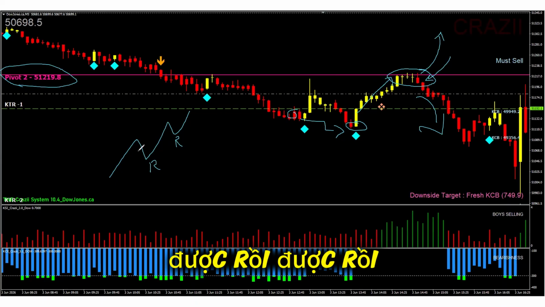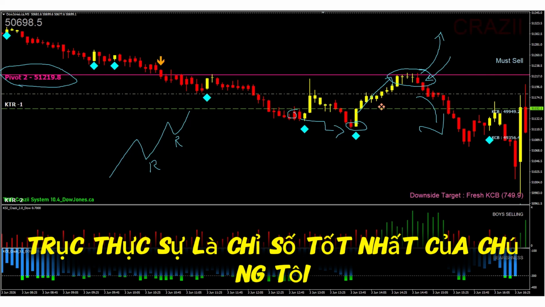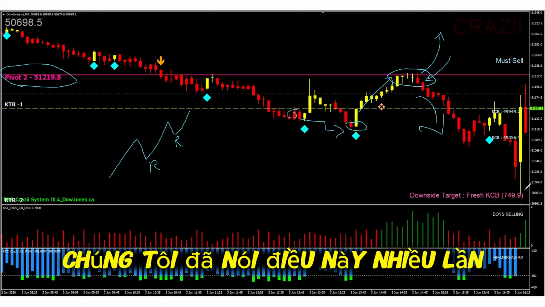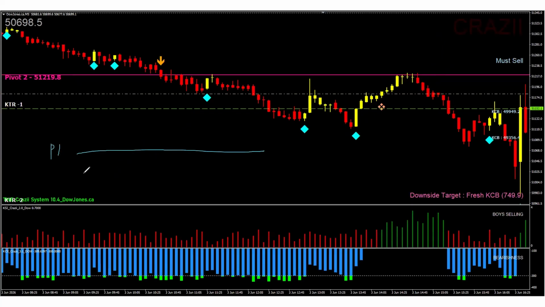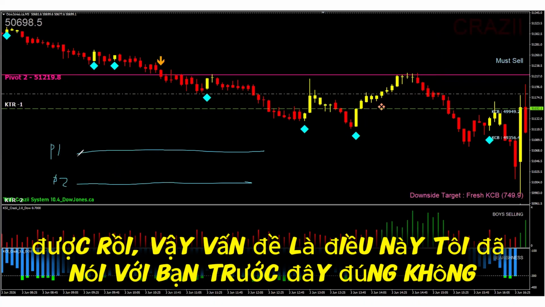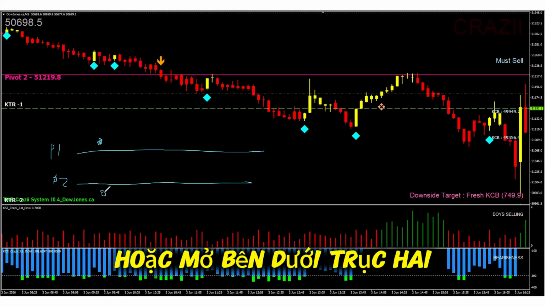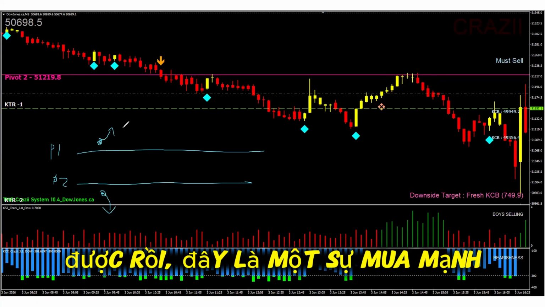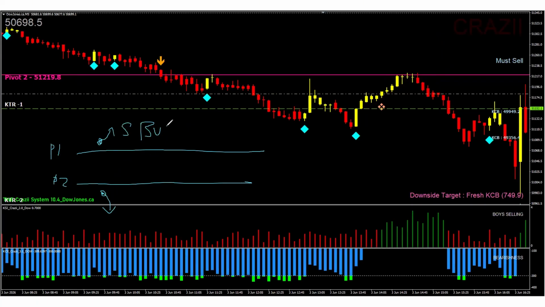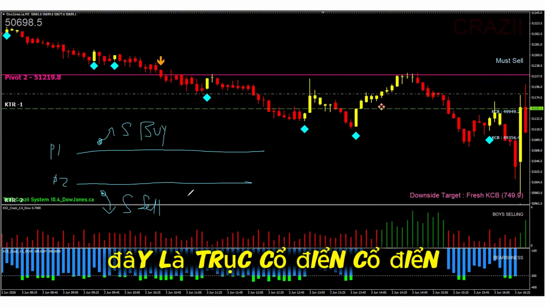Okay, everyone, pay attention. I told you before, pivot is really our best of the best indicator. We've said this many times, and I can tell you many customers are sitting and watching for it. So this is P1, this is P2. I told you before, when the market opens above pivot 1 or opens below pivot 2, this is a strong buy and this is a strong sell. This is the classic pivots.